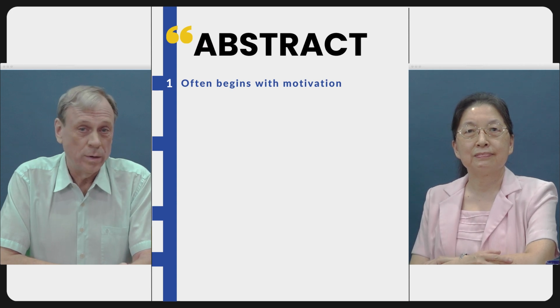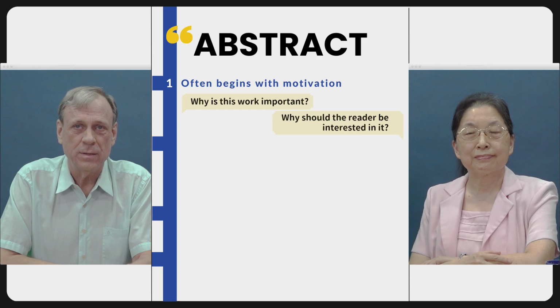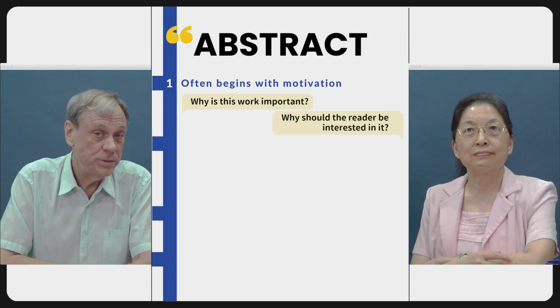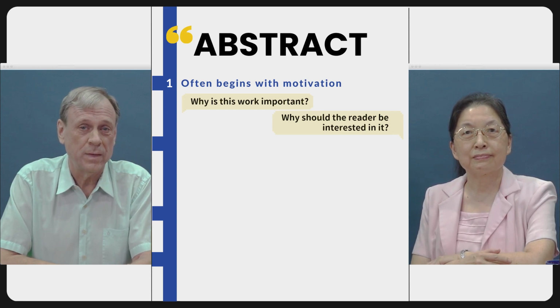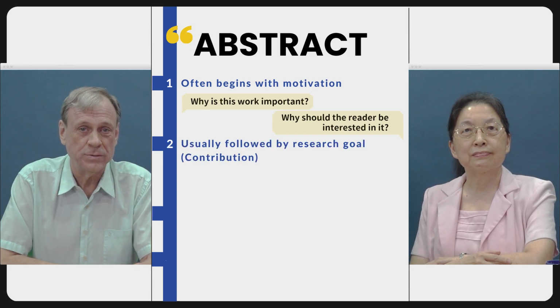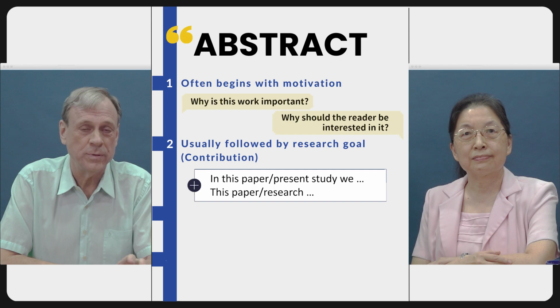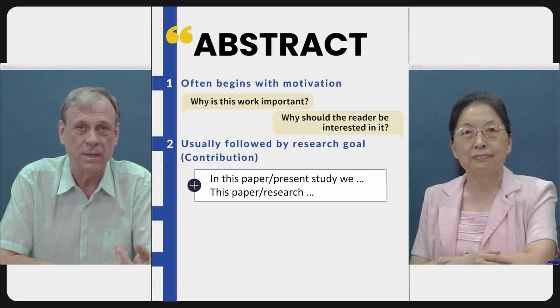And then the abstract usually begins with 1 or 2 sentences about the motivation. Why do we want to do this? Why is this work important? Why should the reader be interested in it? And then right after that usually is where it states the research goal or the contribution. Something like, in this paper, we, or this research studies something.